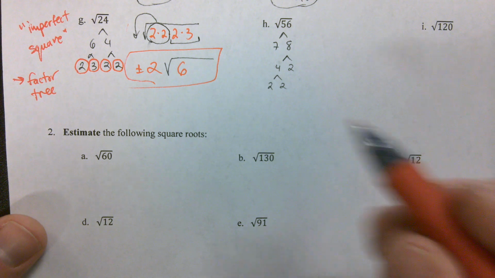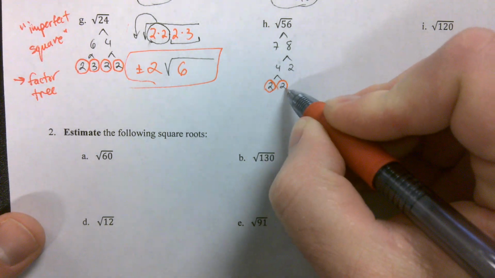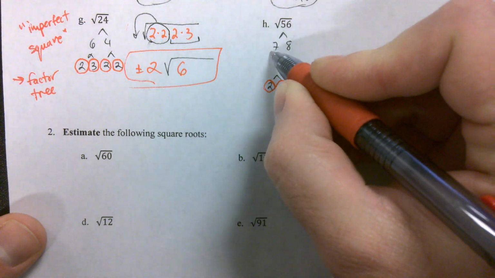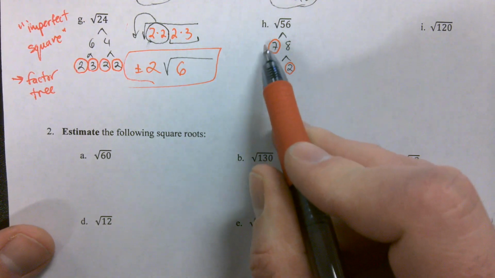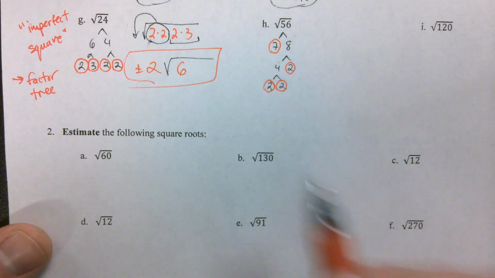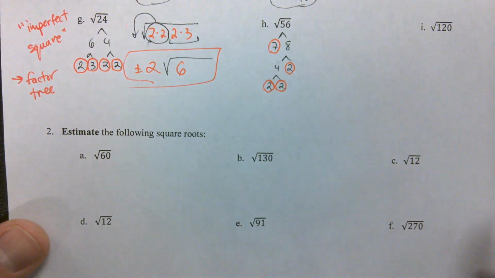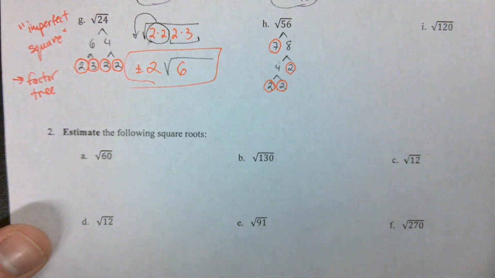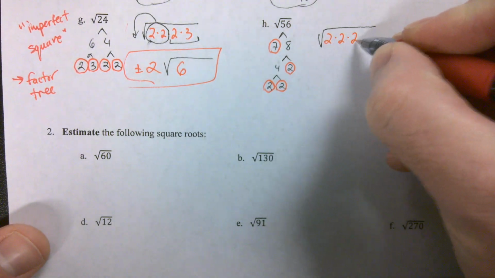So this is where I saw a lot of mistakes. Okay, I'm circling up all my little 2's. We know that. But 7 is also one of my prime factors. I saw a lot of people forget to include the 7. Just because it's larger than a 2 or a 3, it's still a prime number. We still have to include it in our square root. 2 times 2 times 2 times 7.